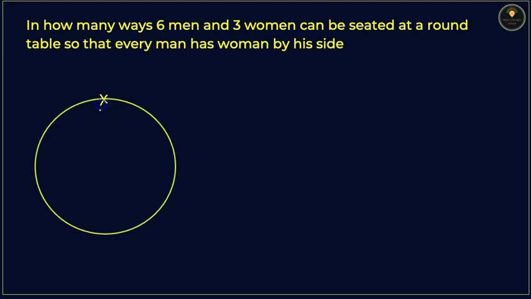So firstly we will arrange the women. So we are having 3 women, so we will write it like this. In order to do the arrangement of the women, we have to take 3 values, but it is a circular arrangement. We will write it as equal to (3 minus 1) factorial.